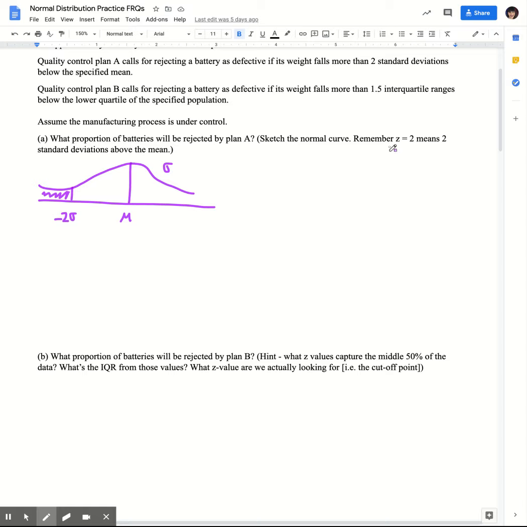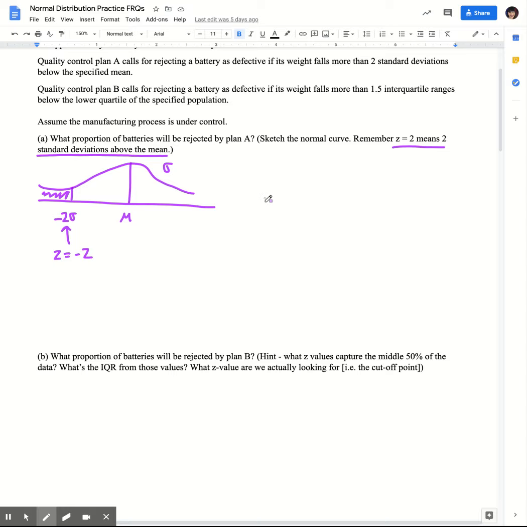Okay, and I also gave you a hint that z equals 2 means that you are 2 standard deviations above the mean. So this value is like z equals -2, right? Because remember, no matter what the mean or the standard deviation is, you can convert it to a z-score, wherein you will get these z values. So z is -2 here.